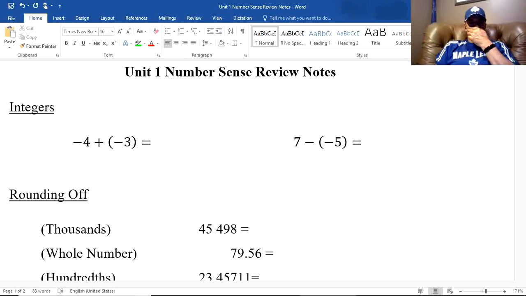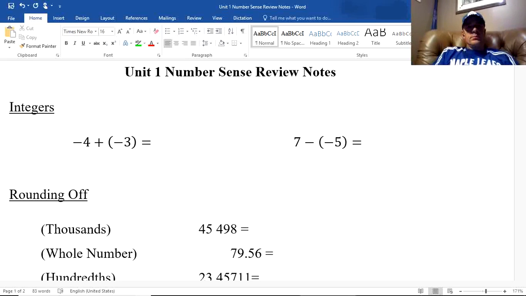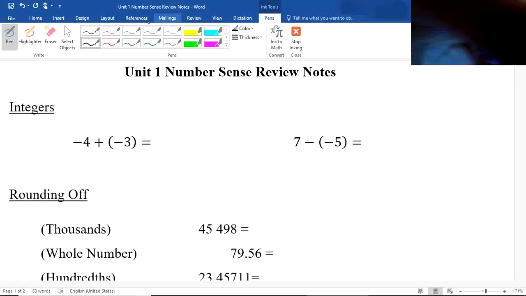Okay. So we started with something called integers. Integers are numbers that are both positive and negative, but they are whole numbers. So there's no decimals, there's no fractions, okay? And some rules associated with it. Most of you probably know many of these rules, but I'm just going to review them again, okay?